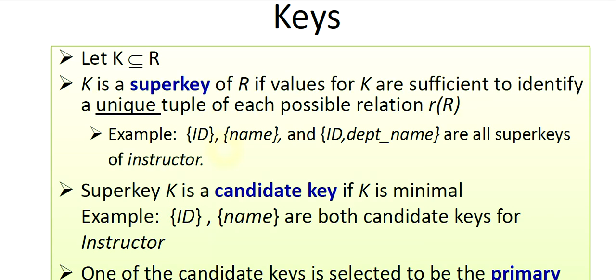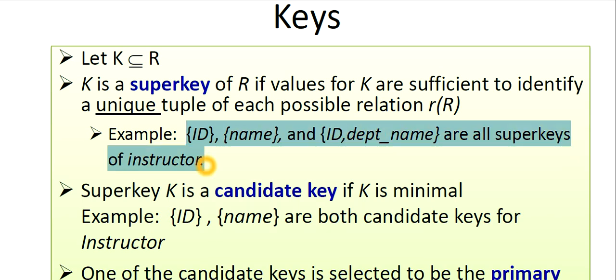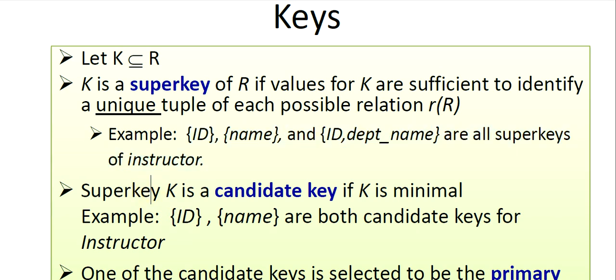For example, ID, name, or ID, department name, these are super keys for our instructor table. And you already know what the instructor table is, because we have gone through it many times, and in the practical session also, we have already created the instructor table. Okay, then the super key concept is clear to you.